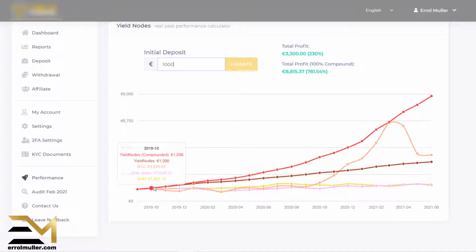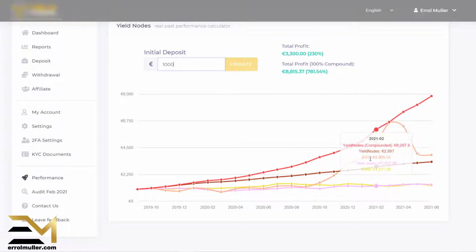So look at the yield notes compounding, this section right here where it says yield notes compounded, because you want to reinvest all of your profits. First month 1,000. For the first month's gain, which is then the second month, is 1,098 euros or dollars. Then 1,228, then 1,382, then 1,559, then 17. As you can see, look at that curve. That is compound interest, the power of compound interest.